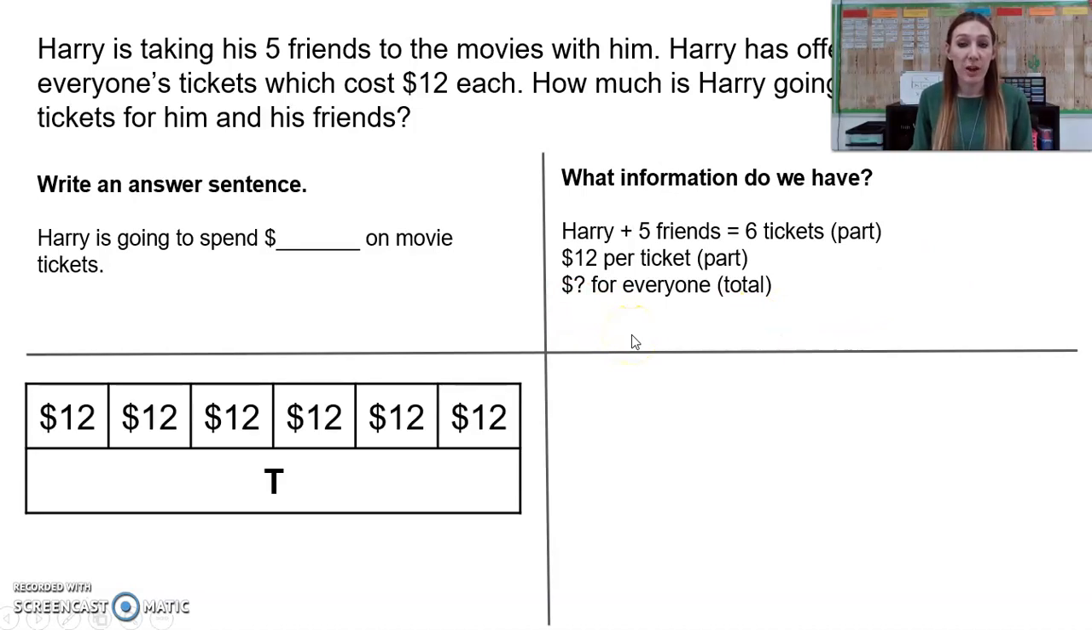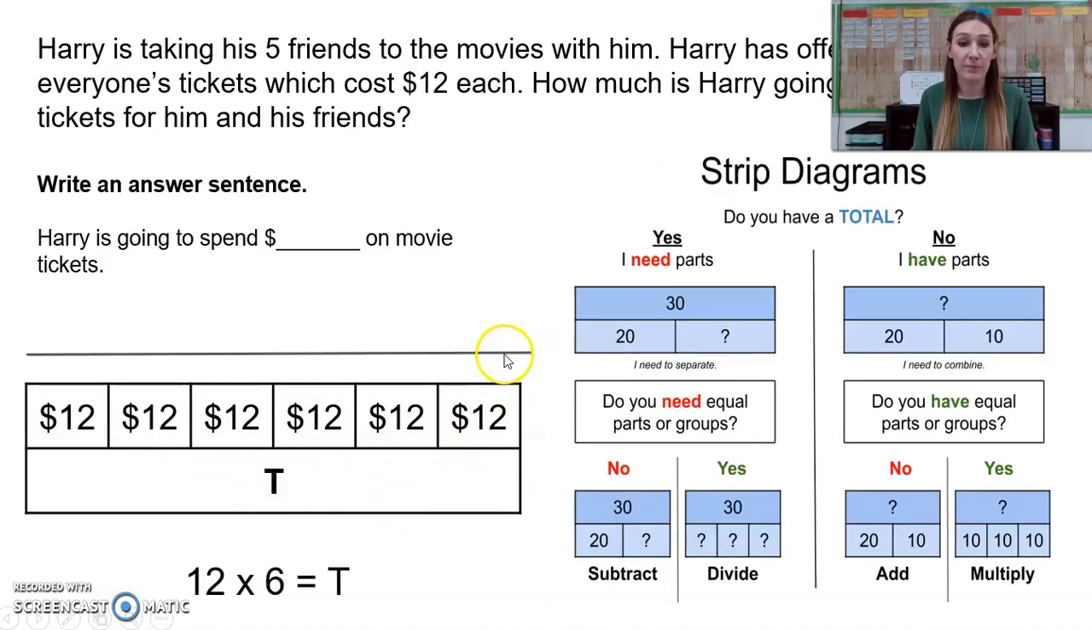So for our strip diagram, we know that we have 6 parts because we have 6 friends, right? We also know that each part is going to be equal because each ticket costs the same. So in my strip diagram, I'm going to have 1, 2, 3, 4, 5, 6 parts with each part having $12 inside. When we combine these parts together, we'll get T, or our total amount of money for tickets.